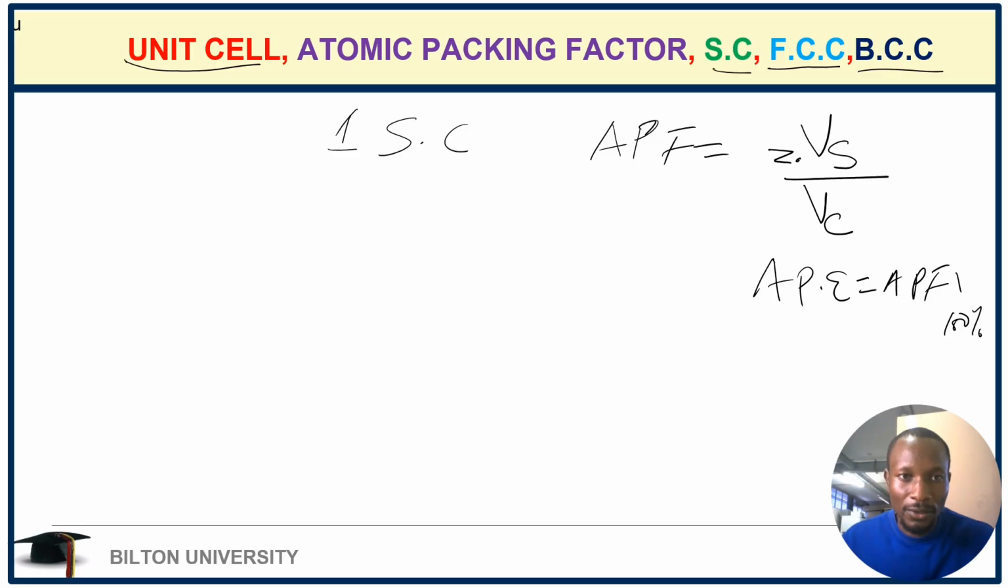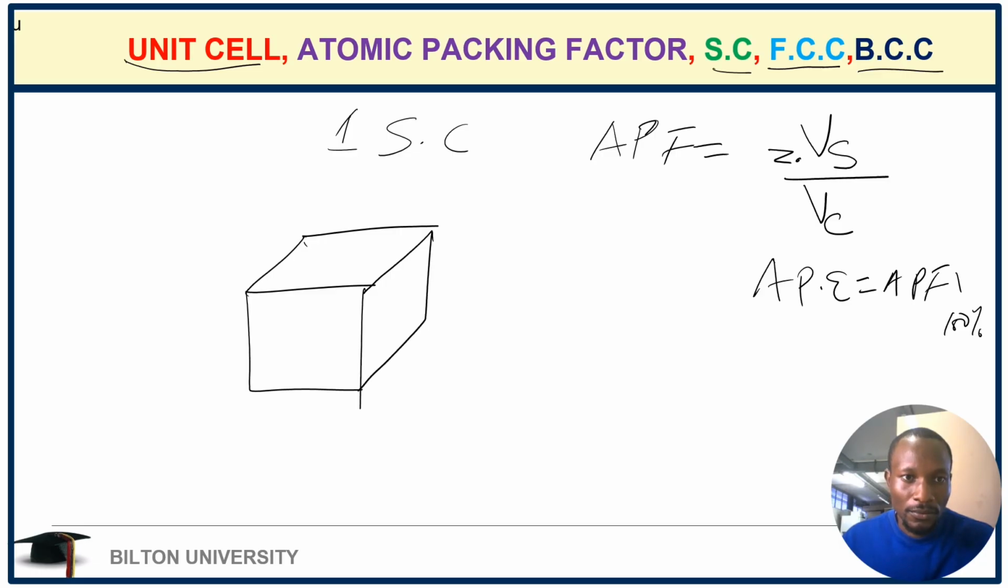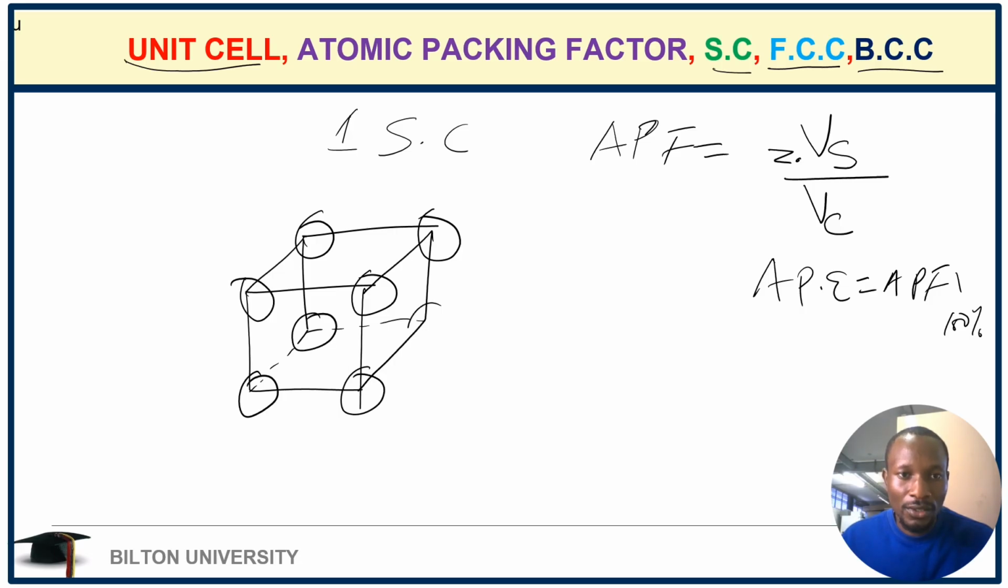Okay, so let's start by looking at the cube. Let's look at this cube. So this is the cube that we have. In the simple cube we have 8 atoms, one at each corner. So we're going to have an atom here, and in each corner there's one atom represented. Okay, so there's a total of 8 atoms.